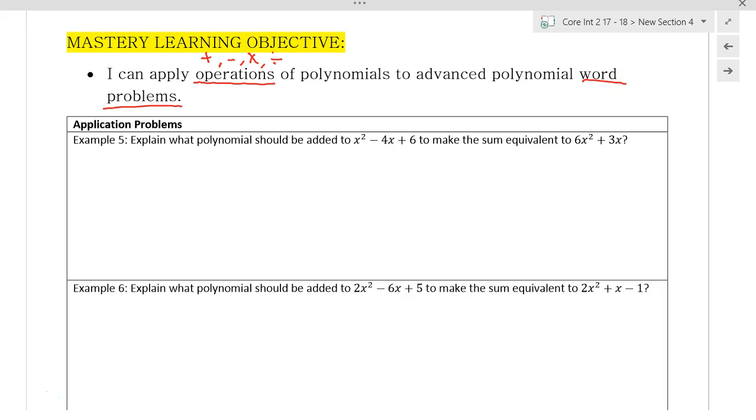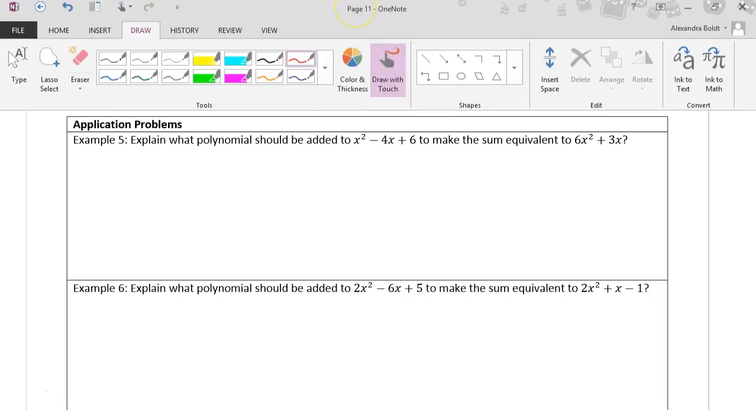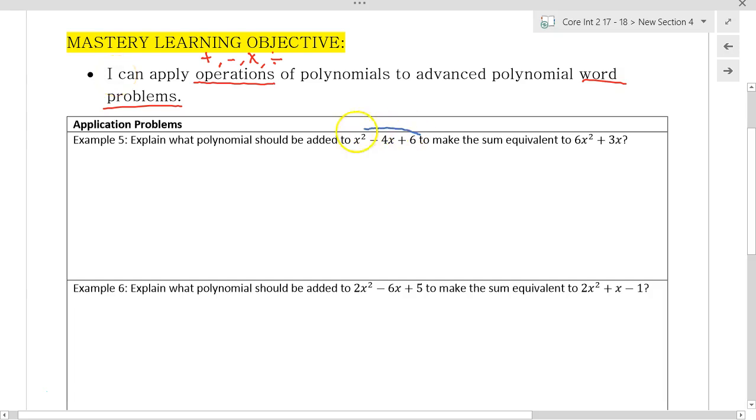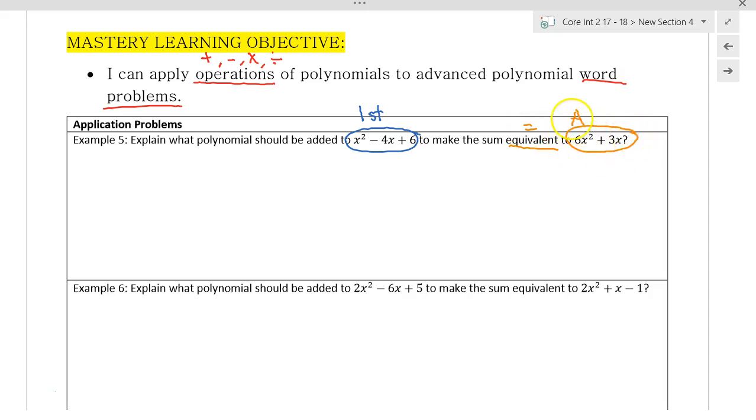Example 5 says, explain what polynomial should be added to x squared minus 4x plus 6 to make the sum equivalent to 6x squared plus 3x. So what this is saying is, this is my first polynomial, to make the sum equal or equivalent to 6x squared plus 3x. That means this is my answer. So this question is asking us, this plus what is going to give me this?